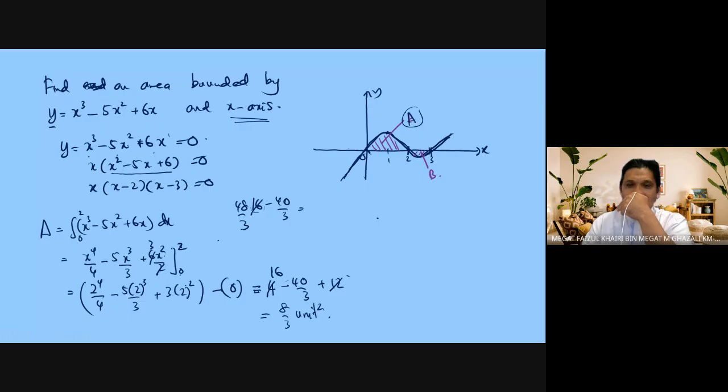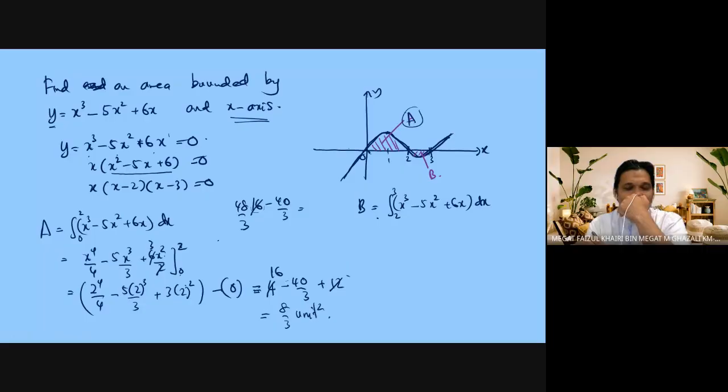Okay, the first area. And then B equal to the integral of x cubed minus 5x squared plus 6x dx from 2 until 3. Because we can see clearly that this area is below the x-axis, you will get at the end here, the area of B is negative. What did I tell you just now about negative?